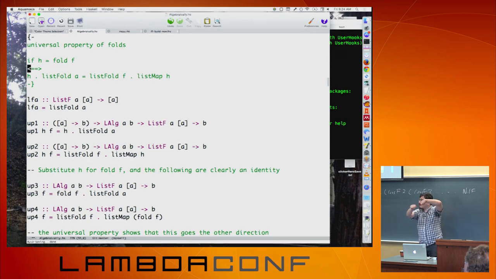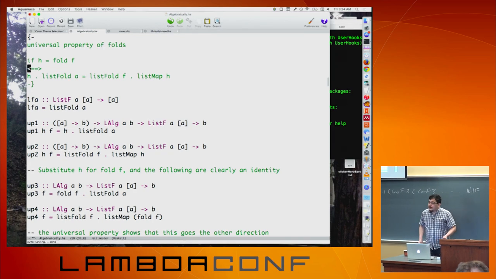that entirely boring, just the one-step list fold, to folding that entirely boring thing we saw where it's just cons and, you know, nil, then that is equal to list folding, right, which is that one-step fold, the algebra, and then mapping over h. And that's a really non-trivial, strange property.